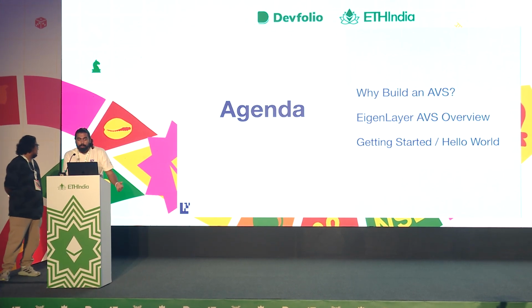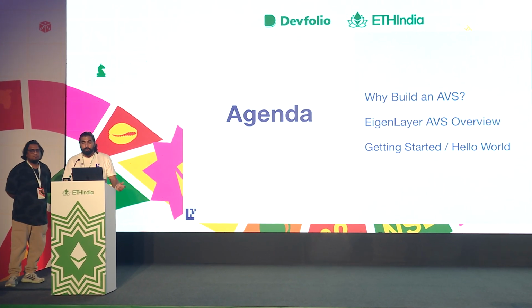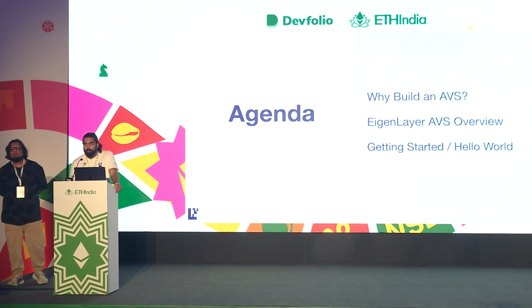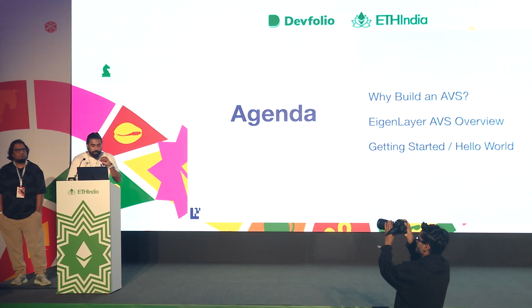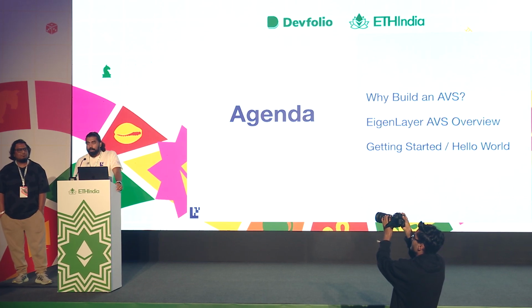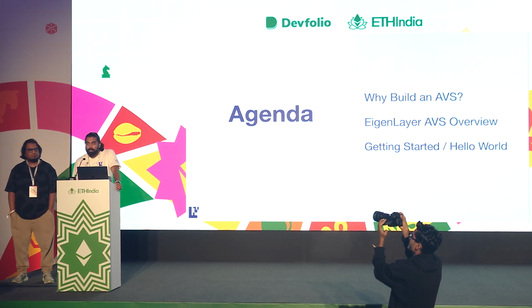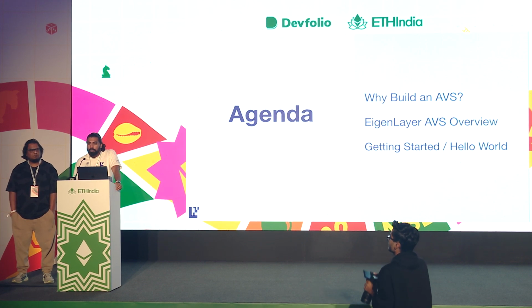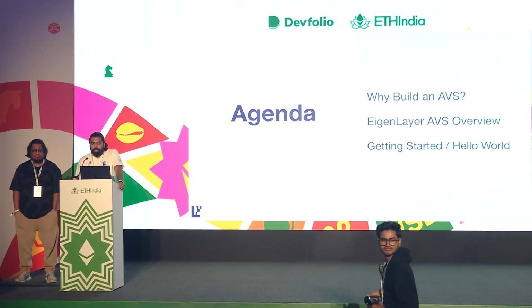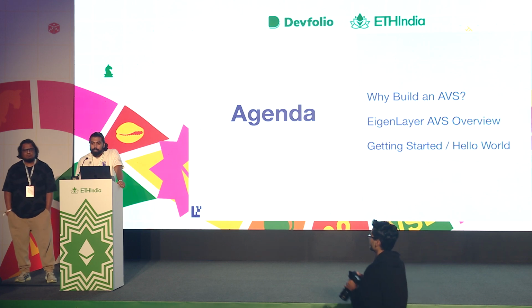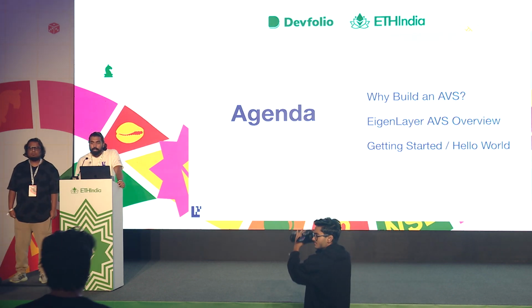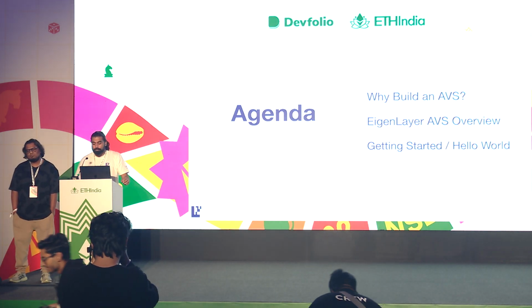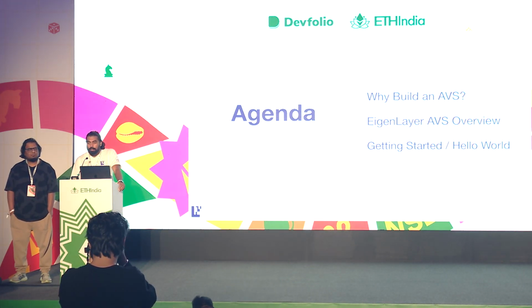We'll talk about why build an AVS, an overview of Eigenlayer, and Anup will give you a demo of a Hello World project. This is available on GitHub, so you can use it as a starter project. We are sponsoring bounties today. One is an AI bounty, so you can create an AI agent on Eigenlayer, and one is a novel use case of Eigenlayer. We'll give you some ideas towards the end of this presentation on what to build.